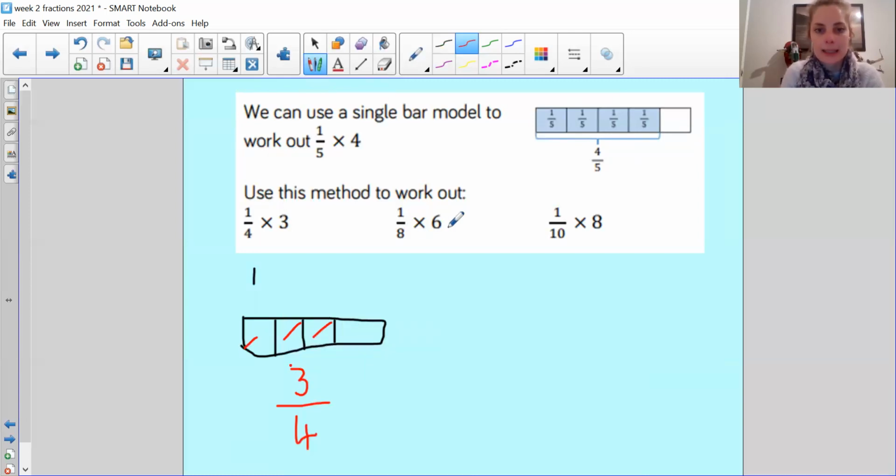So let's try an 8 times 6. So who can remind me, what do I need to do first? I need to look at this fraction, and it's going to tell me how many equal parts I'm going to divide my shape into. So can you tell me how many equal parts do I need to divide this shape into? Good, it's going to be 8. So 1, 2, 3, 4, 5, 6, 7. I just need to add one more. 8.